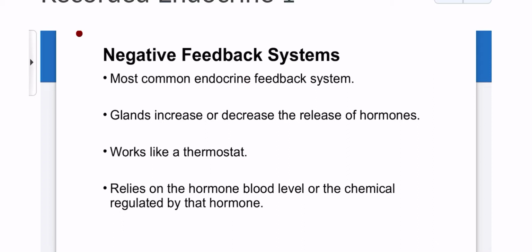In the negative feedback system, there's always somebody that says, wait a minute, we've had enough of this, we need to back off now. Whereas with the positive feedback system, more is always better. More and more and more. You can never get enough. And this, you'll talk about this in third semester with the follicle stimulating hormones.